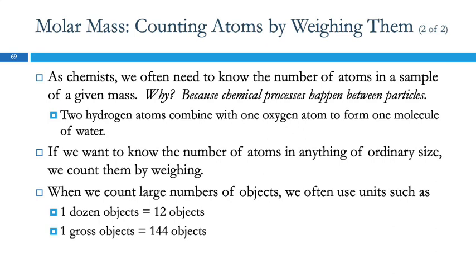So we count shrimp by weighing them. A lot of other consumer items are also counted by weighing them. You buy a bottle of ibuprofen tablets. It says there's 100 tablets. Now, most people don't actually empty it out and count all of them.